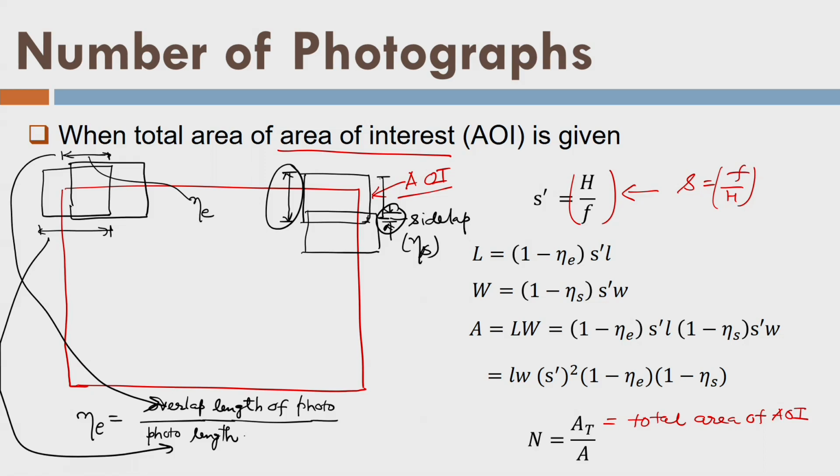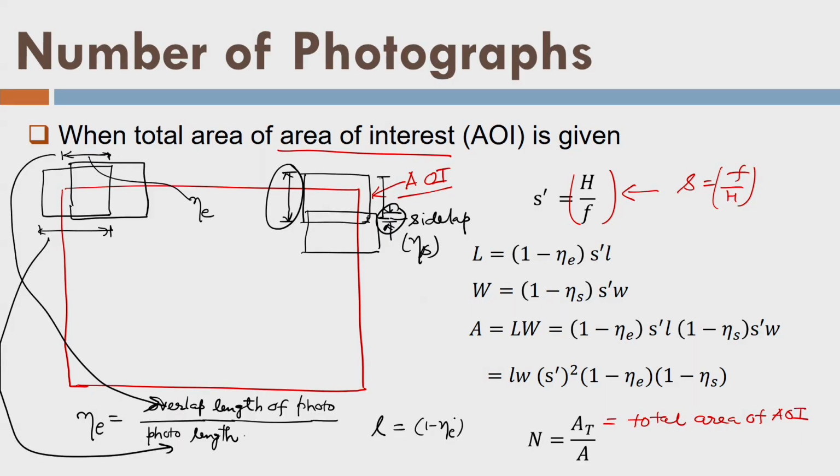Now I can say what is the length covered by each photograph on the ground. Let us say this is the length of the photograph, and L dash is the effective coverage. Why? Because there is overlap. In two photographs, this overlap area is eta e into L, where L is the length dimension of the photograph, and small w is the width of the photograph.